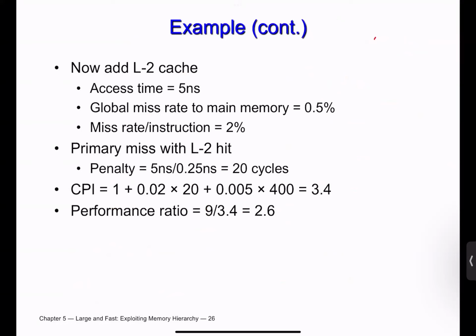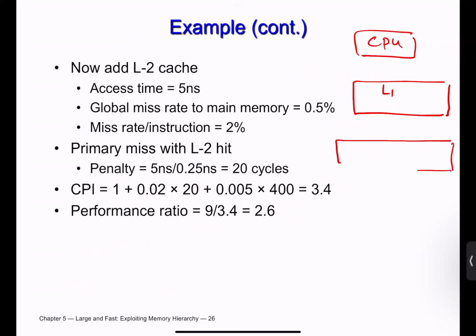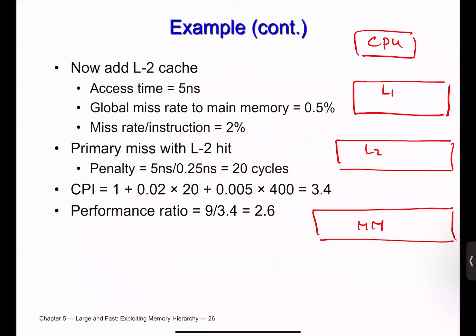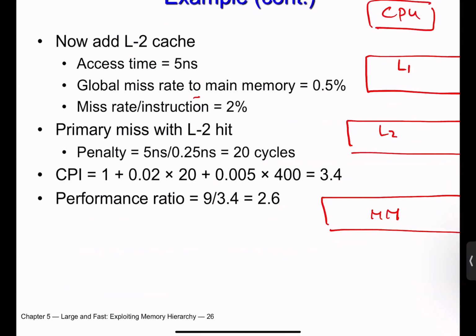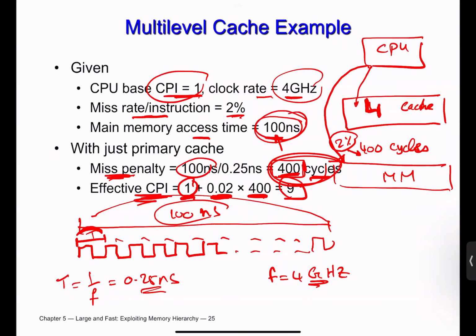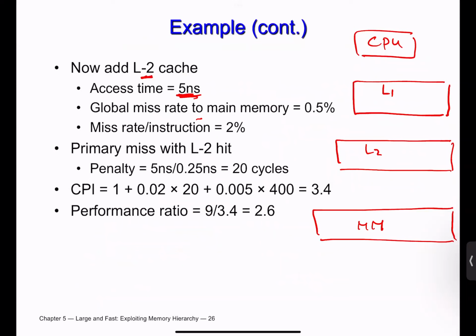So let's take another example. I have a CPU, an L1 cache, an L2 cache, and a main memory. Given that I still have 400 clock cycles if I would like to go to the main memory. Here it says the L2 access time is 5 nanoseconds, as opposed to 100 nanoseconds in the main memory. So 5 nanoseconds instead of 100, and again 4 gigahertz. So 5 divided by T will give you 20 cycles.